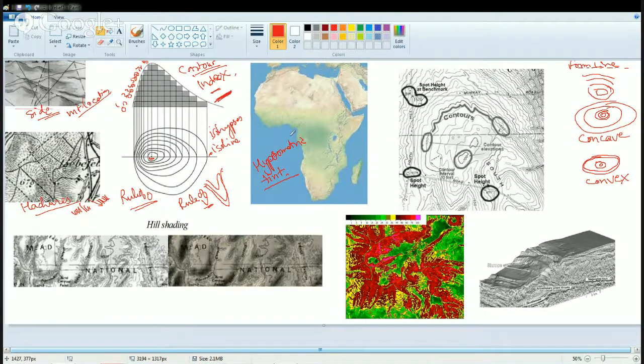Steep slopes are darker in the case of hypsometric tints. So this is one important aspect of the hypsometric tint. The next is spot heights and benchmarks. Now there are two things, spot heights and benchmarks. These can be seen on the contour maps. So what is the difference between the two?